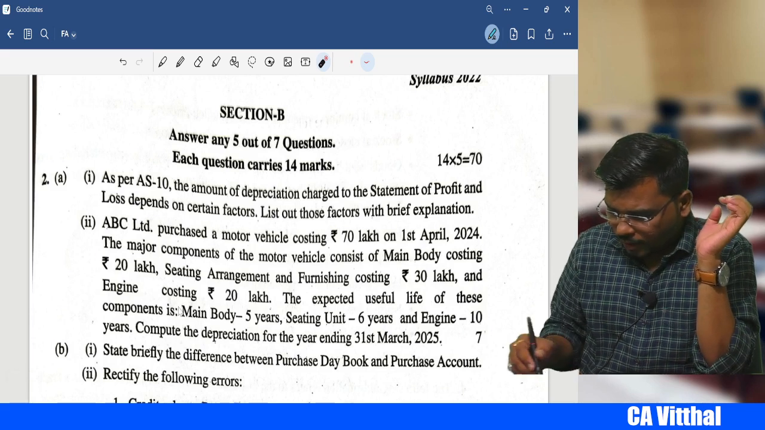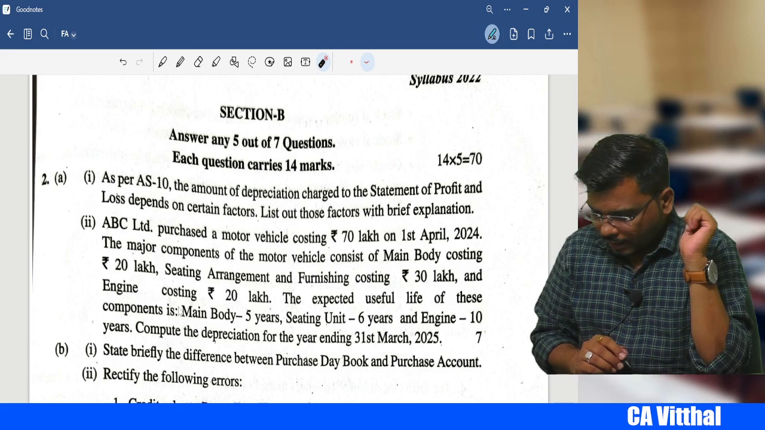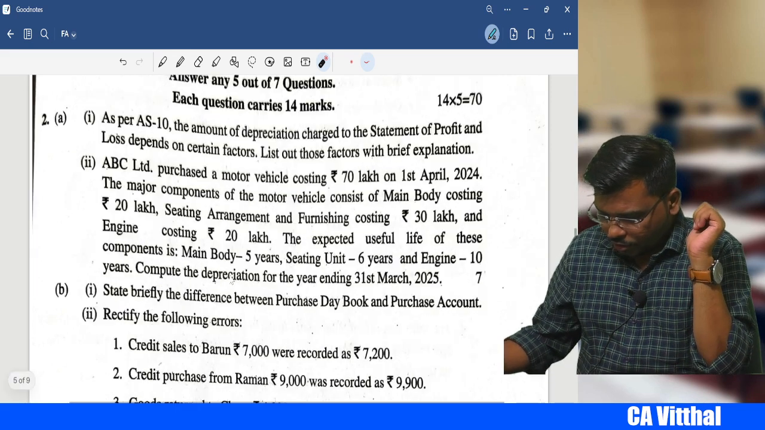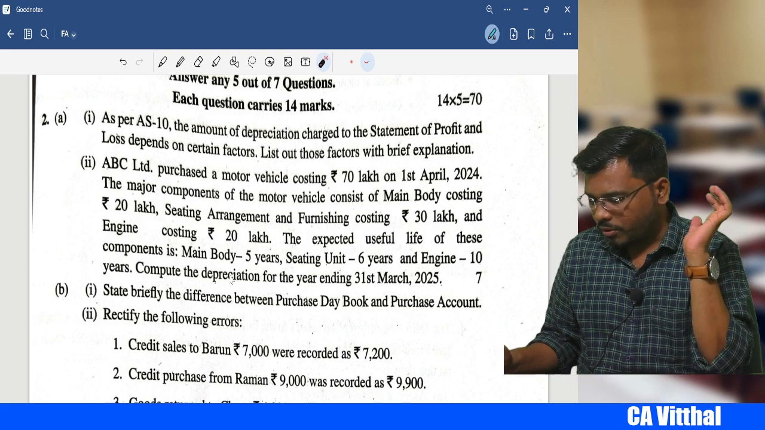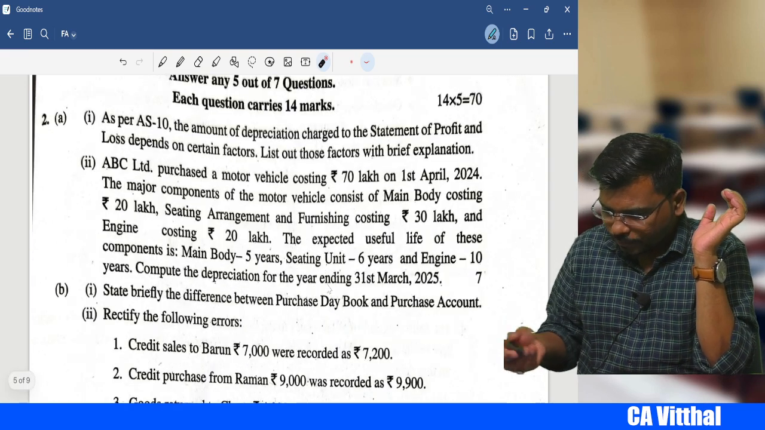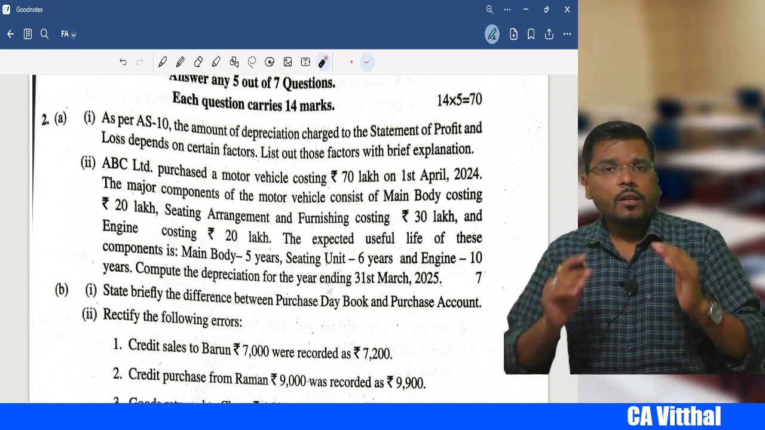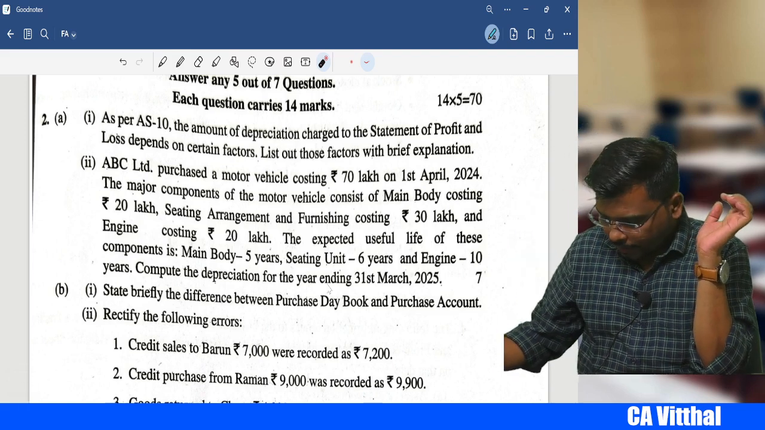First, that is 2A, they have given as per AS 10 depreciation. Then they also ask you to compute the depreciation amount. It's very simple. This is a lollipop question, right? They have given some asset. If you read the question, that is very easy. Okay, I will give the detailed solution for this question, don't worry. Okay, come to the next one.